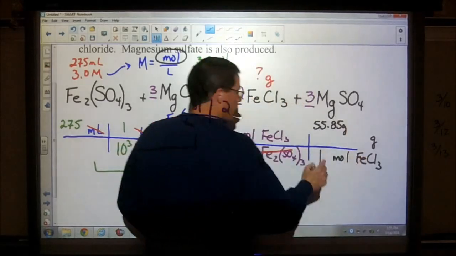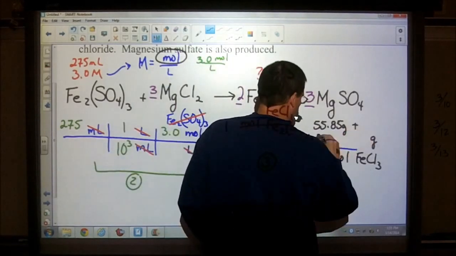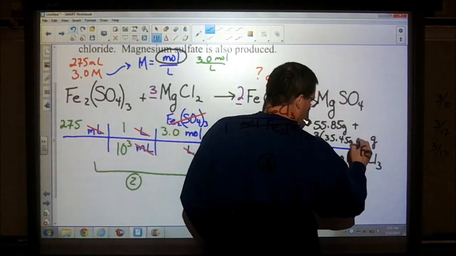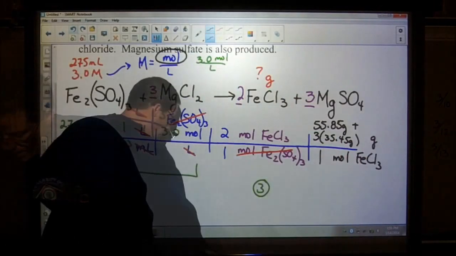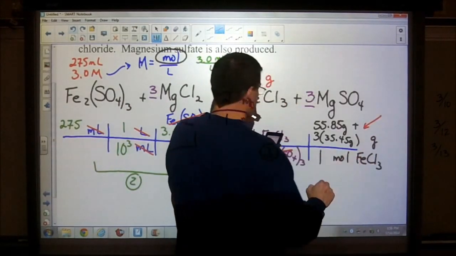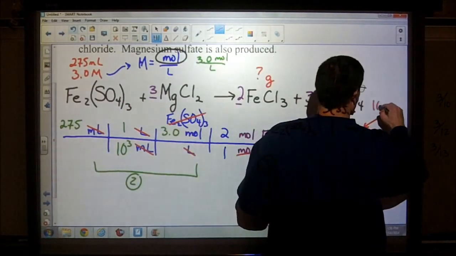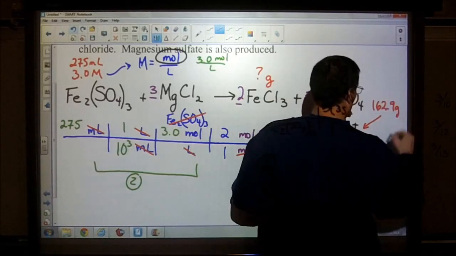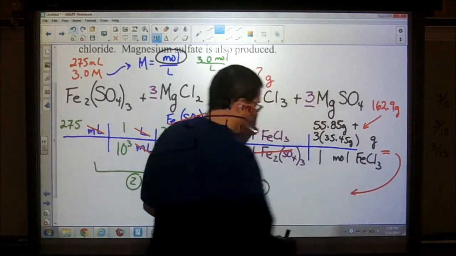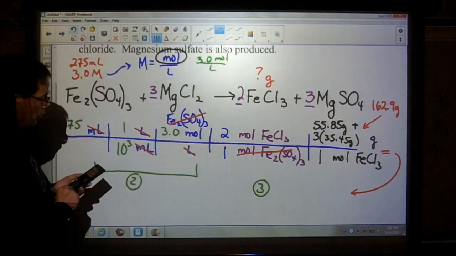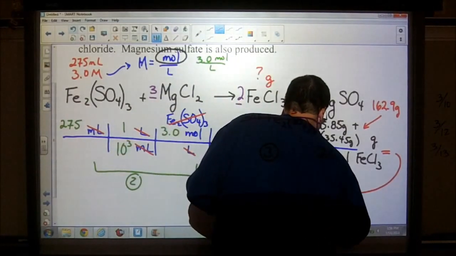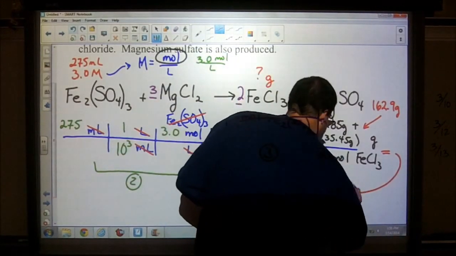And we have 3 chlorines, so we'll add that to 3 times 35.45 grams. And we'll get a mass for that. The molar mass for that is 102, so I'm going to draw an arrow there. Oh, I'm sorry, 162.9 grams. Okay? So now we can calculate how much all this is. 267.63, so I'll say 268 grams.